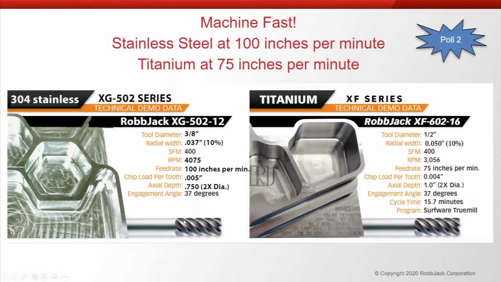And what we do is we have specific geometries that take advantage of this new high efficiency tool path. So in this example, in 304 stainless or other types of stainless, we're taking a 3/8 diameter tool at that 10% width of cut, and we're running it 2 times the diameter depth of cut in a single pass. So 3/4 of an inch deep and 37 thousandths wide. And we're able to cut at 100 inches per minute, and it sounds beautiful. It's not squealing, it's not squawking. It's a very beautiful sound as you're machining.